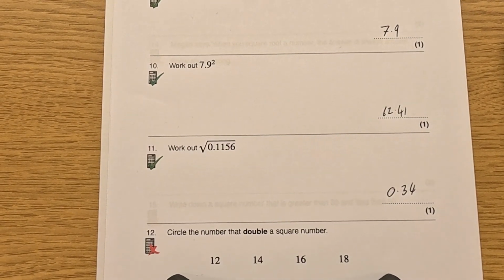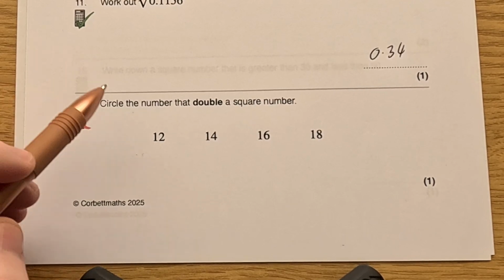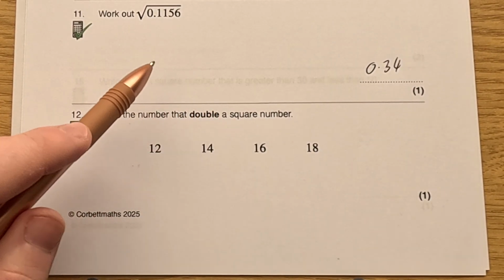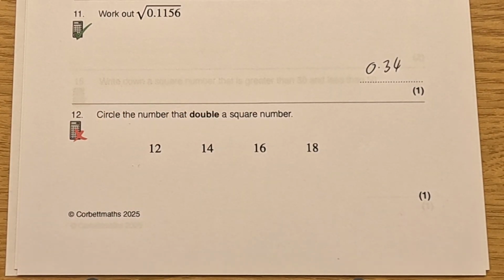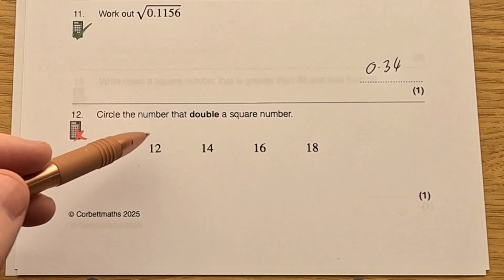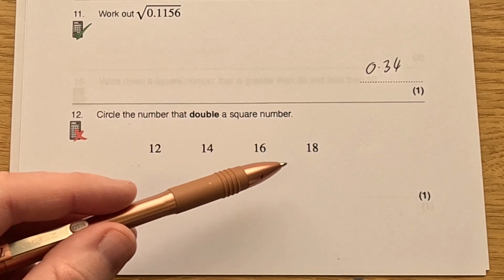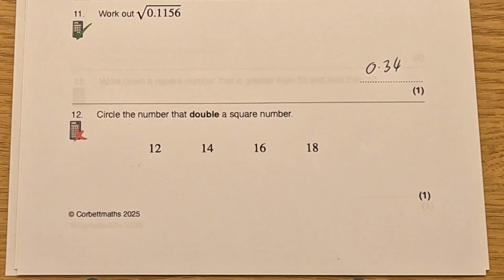Okay, let's look at our next question, question number 12. So question number 12, it says circle the number that is double a square number. So we don't want to circle a square number, well, maybe a square number, maybe double a square number gives you another square number, but here we've been asked to circle the number that is double a square number. So if we look at these numbers, one of them is double a square number.